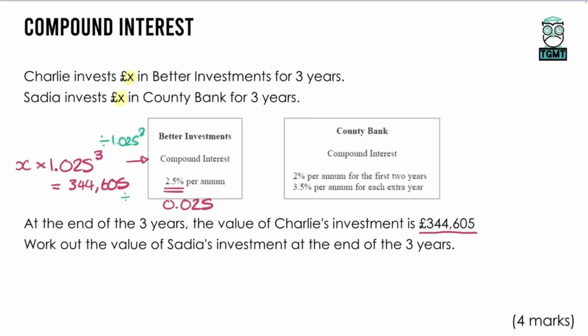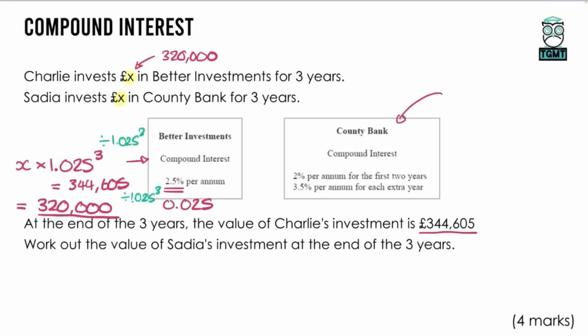So to figure out what that starting amount was, we just need to divide both sides by 1.025 cubed, and we'll divide this answer here by 1.025 cubed. There we go, that's going to tell us his starting amount. So let's type that in, 344,605 divided by 1.025 cubed, and that comes out as a starting amount, 320,000. There we go, and that is the value of X. So the starting amount is £320,000. So that's what Sadia has at the start. We've now worked this out.